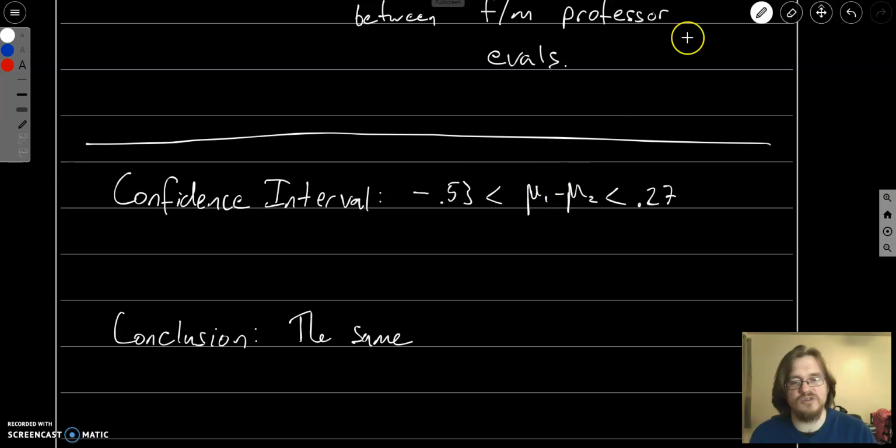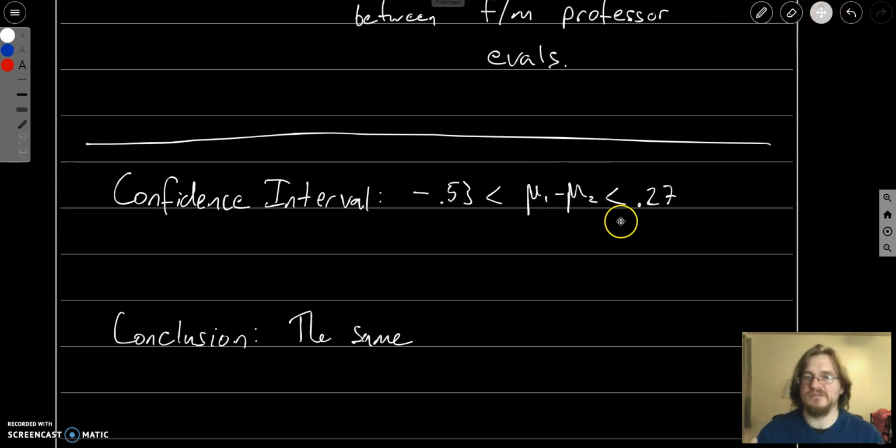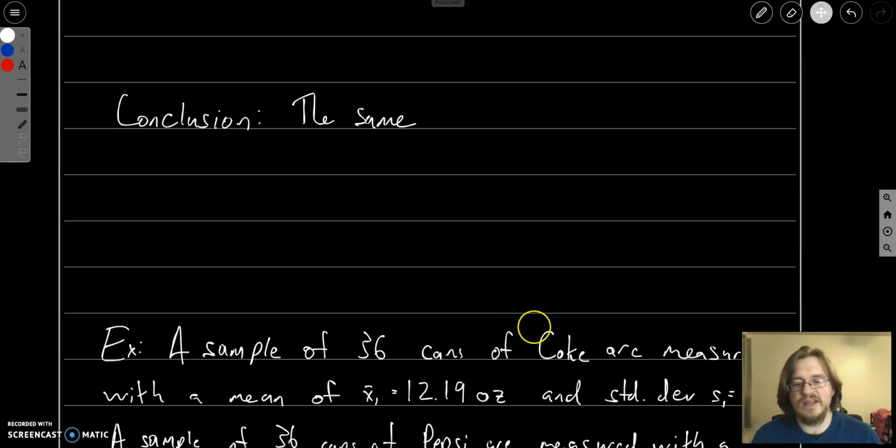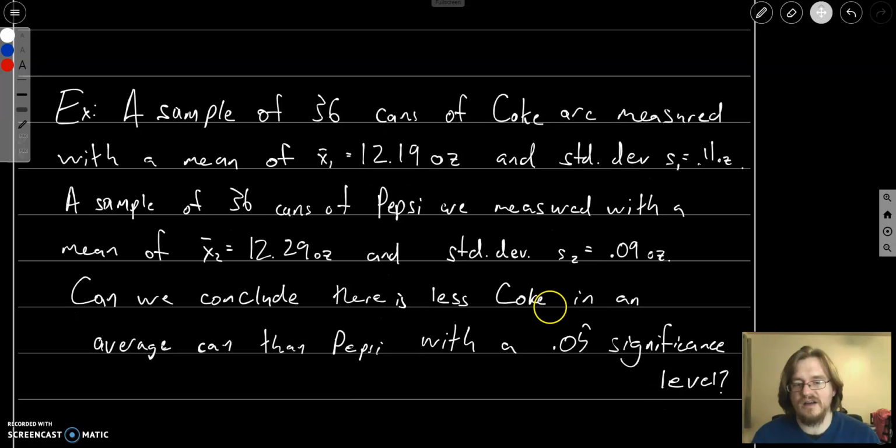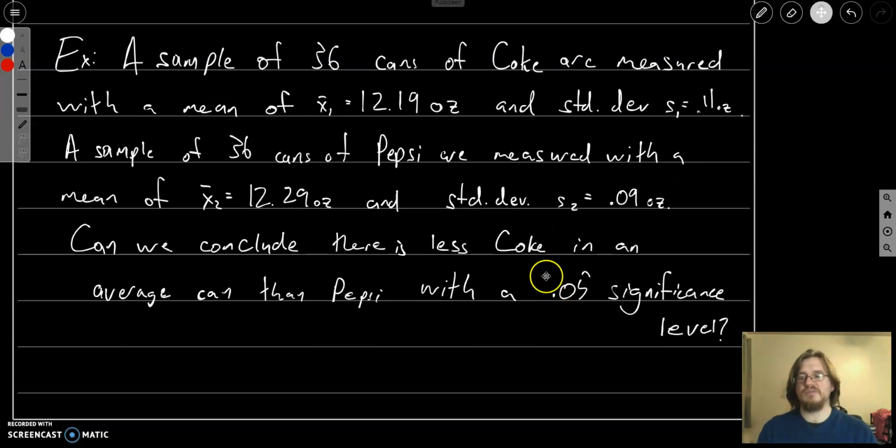We draw the same conclusion using both methods, which should be the case. It shouldn't matter which method you choose. We should draw the same conclusions from the same data set. So let's look at one more example.